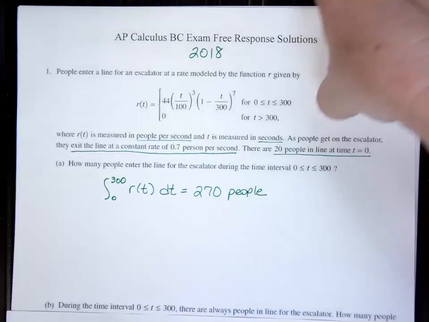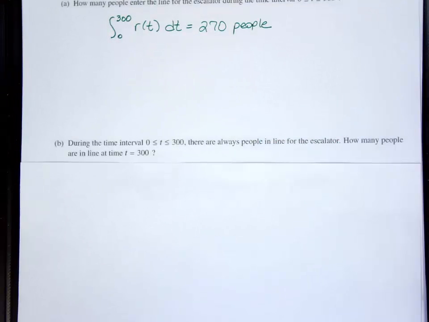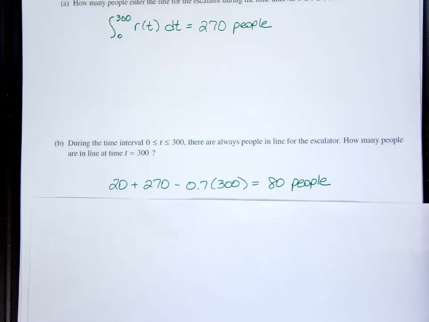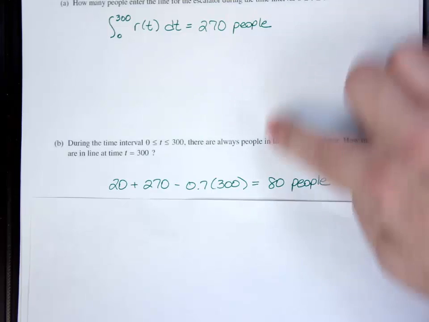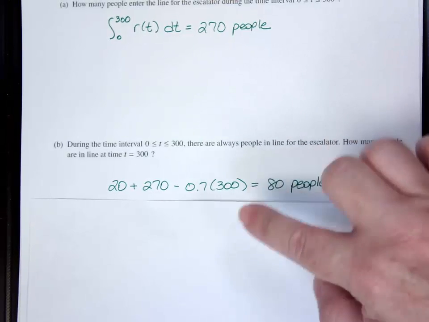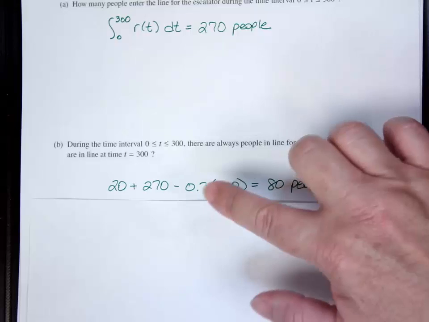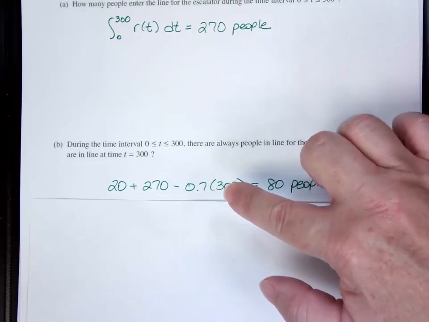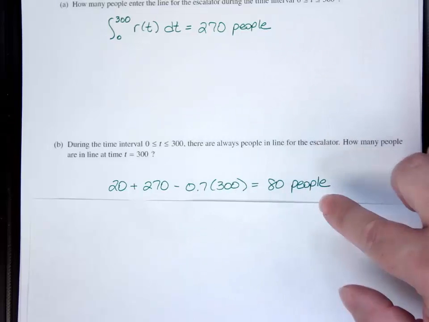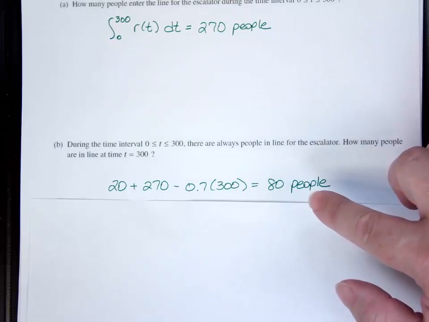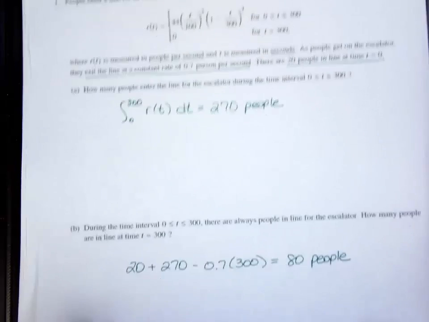So part B says during the time interval from 0 to 300, there are always people in line for the escalator. How many people are in line at time 300? So what we have to do is consider several things. First of all, how many people were in line at time 0? That was 20. Then how many people got on the escalator? That was 270, the amount I just found a minute ago. And then how many people got off the escalator? That is 0.7 times how many seconds went by, because the integral of the 0.7 constant is 0.7 t. So you multiply 0.7 times 300, which gives you 210 people off. So that's the answer to part B.